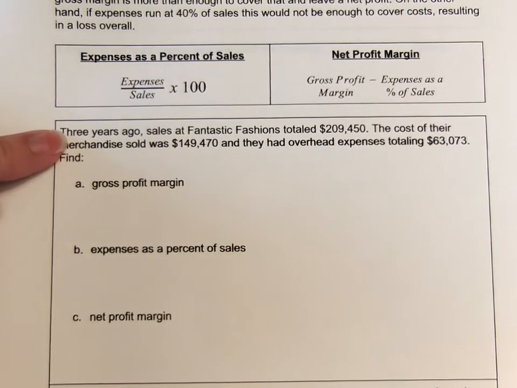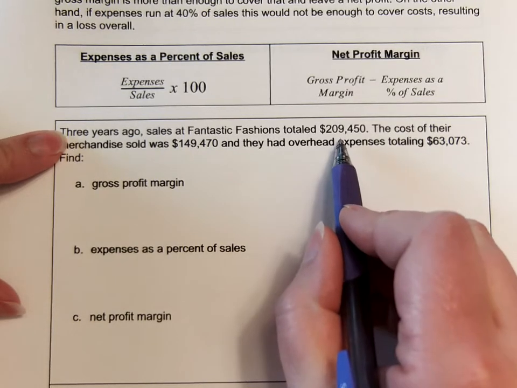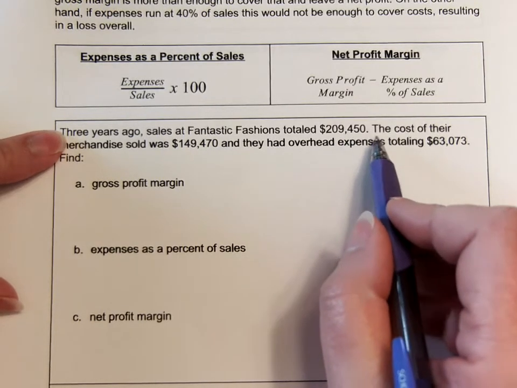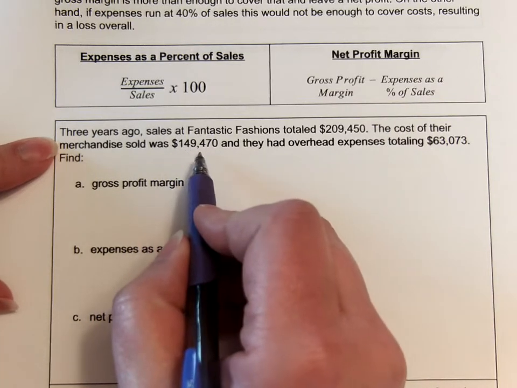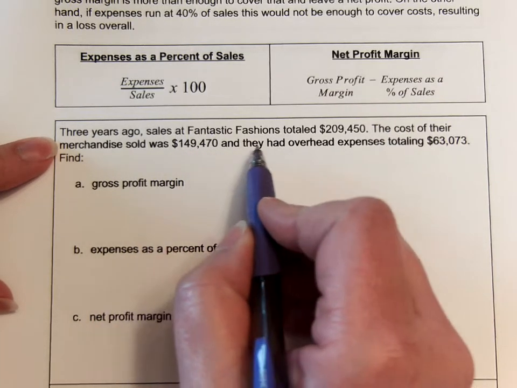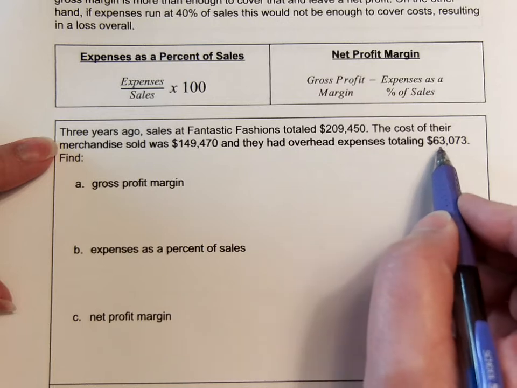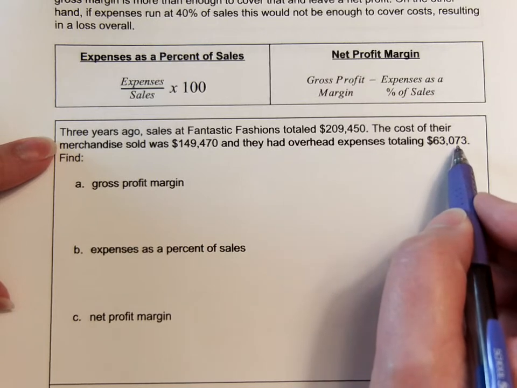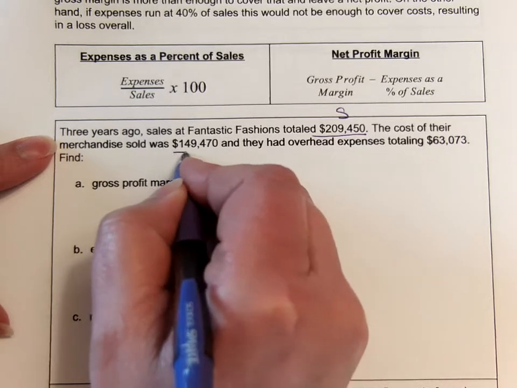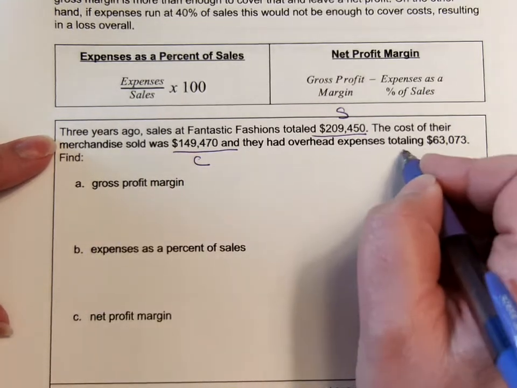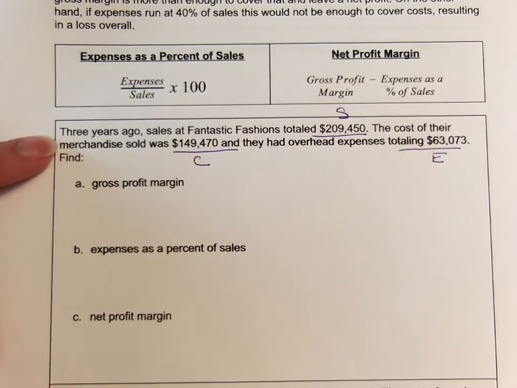So 3 years ago, sales at Fantastic Fashions totaled $209,450. The cost of their merchandise sold was $149,470, and they had overhead expenses totaling $63,073. So this is our sales, this was our cost, this was our expenses.